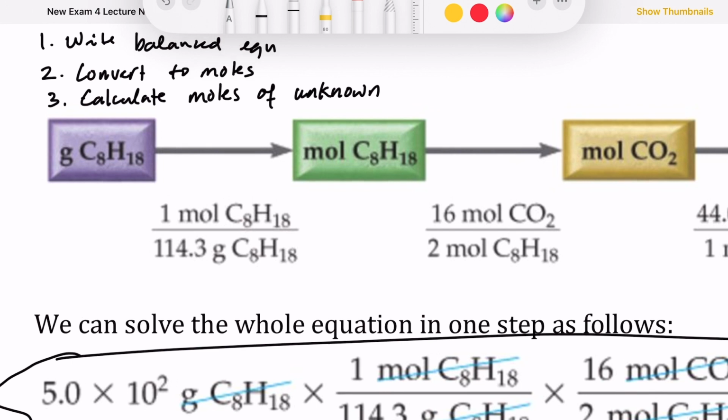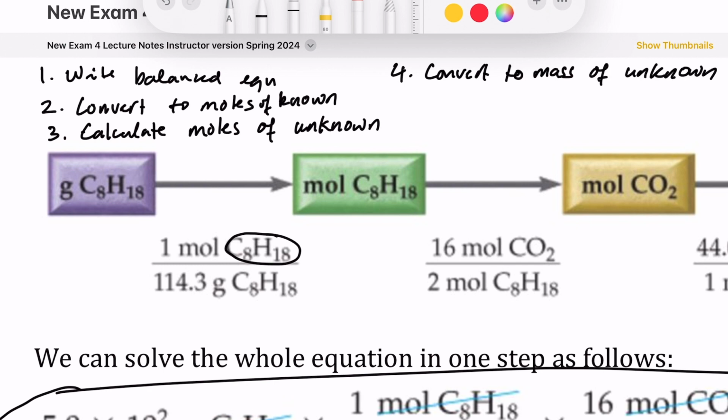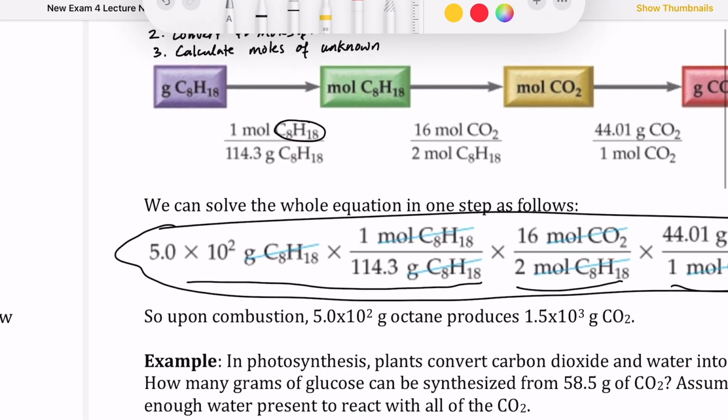Usually they're asking for some kind of unknown species, like the mass of CO2, for example. Earlier in the previous question, they said mass of CO2. So CO2 is your unknown in that case. The octane in that question was the known. So convert to moles of known here, and then calculate moles of unknown. And usually at the end, you have to convert back to mass. Convert to mass of unknown. Okay? Those are the generic steps that you're going to have to think about.